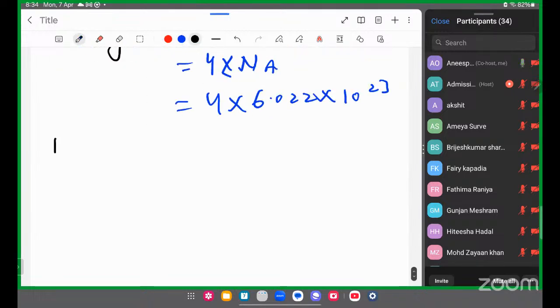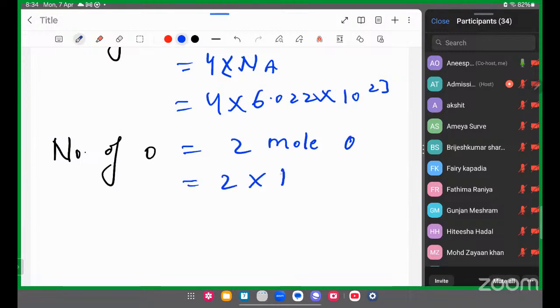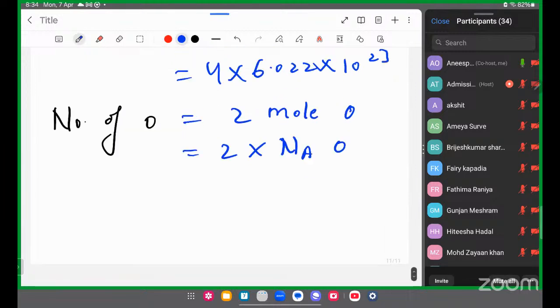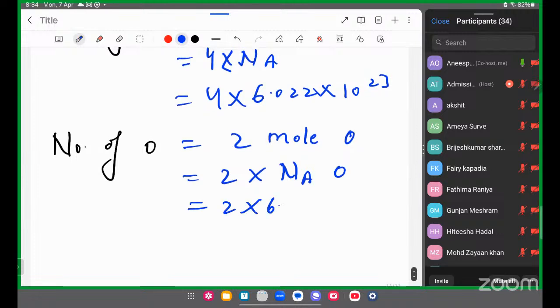If you are interested in the number of oxygen atoms, this will be how much? 2 mole oxygen, which means 2 into Avogadro number. This will be 2 into 6.022 into 10 raised to power 23 O atoms. Are you getting it or any doubt?